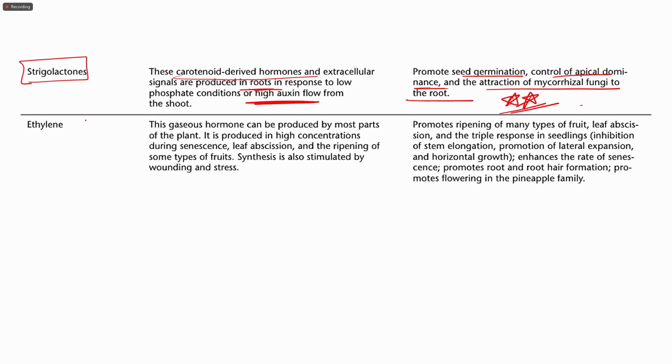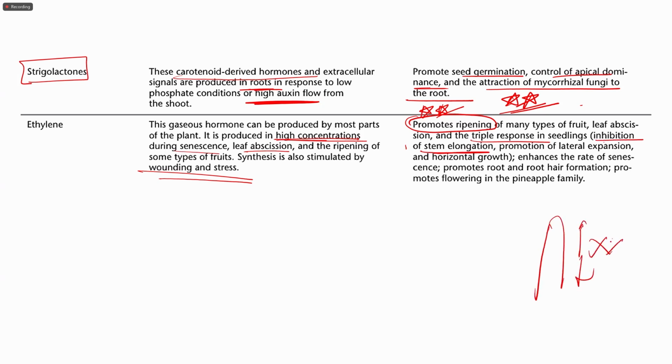And the last one is ethylene, which is a gaseous hormone produced by most of the parts, and it is produced in high concentration during the senescence and during the abscission and the ripening of some types of fruits. Synthesis is also stimulated by wounding and stress. It promotes the ripening. This is a very important characteristic of the ethylene, that it promotes ripening of fruits, and the triple response, that is inhibition of stem elongation. So elongation, that is increase in the height, is inhibited, and it increases laterally. So lateral expansion and horizontal growth is promoted.